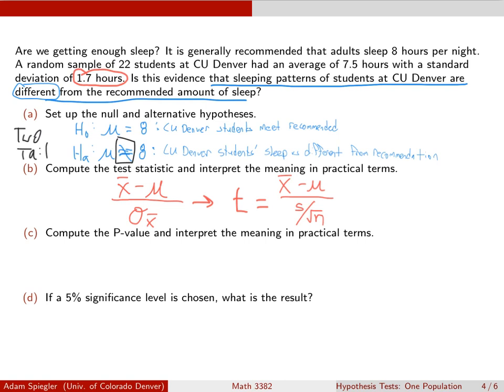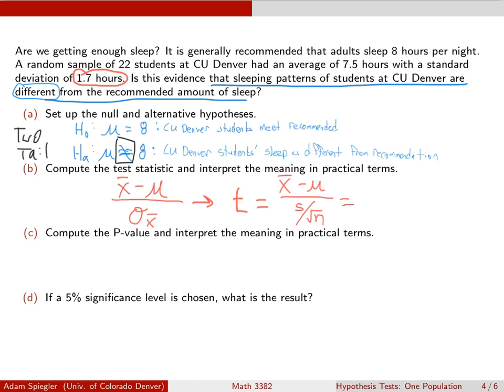But keep in mind, when we make that change, we get a different underlying distribution. We no longer have a normal distribution describing our sampling distribution of sample statistics. We now have a t-distribution. So when we ultimately calculate the p-value, we want to be sure we use the correct distribution, which in this case would be a t-distribution.